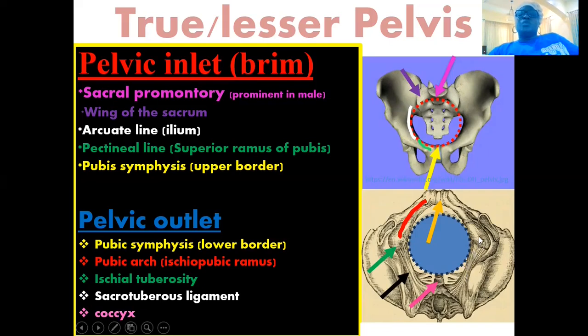Then this will be followed with the ischial tuberosity. Then, of course, more anteriorly, you have the pubic arch or the ischiopubic ramus. Then finally, you then have the inferior border of the pubic symphysis.